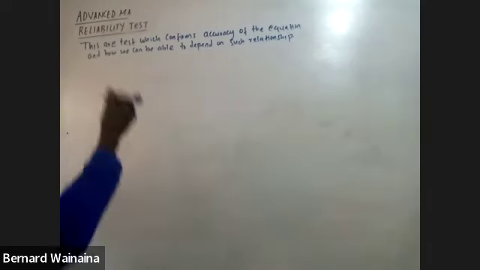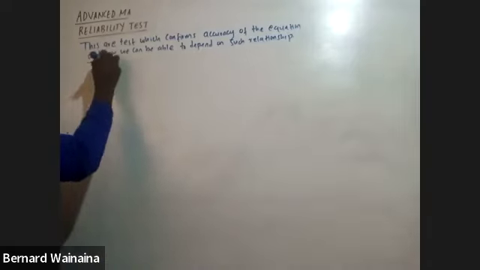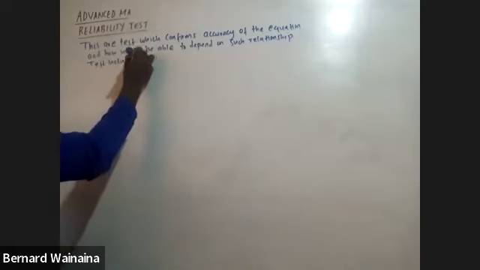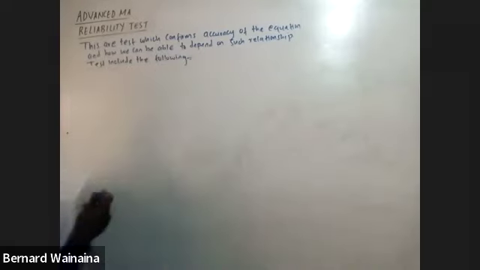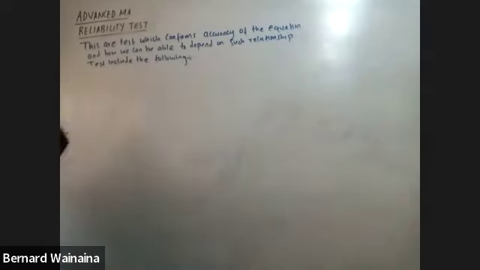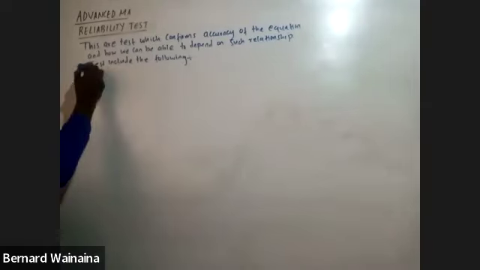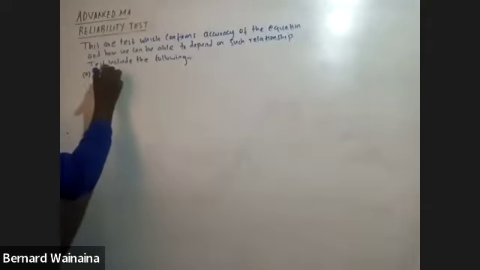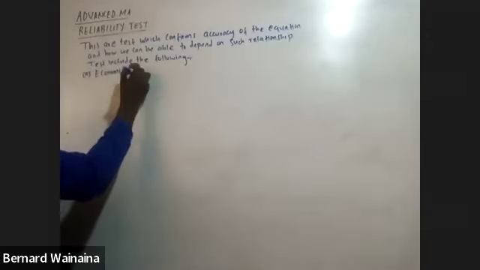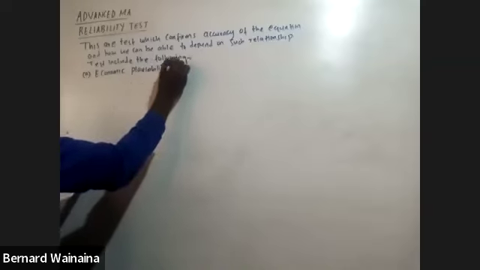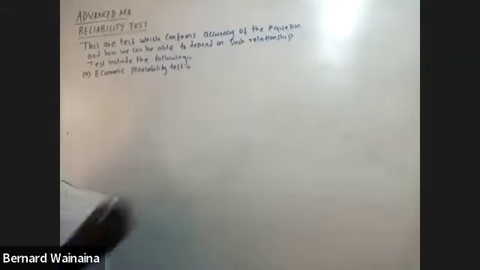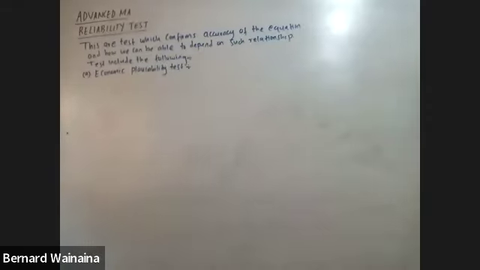Now, the test includes the following. Number one, which is the best? It is called the economic plausibility test. Economic plausibility test.